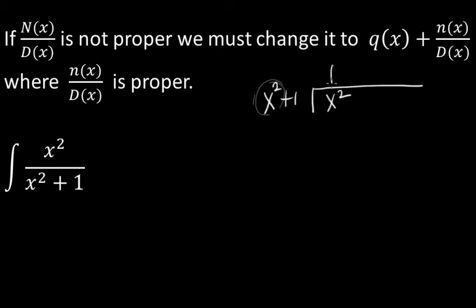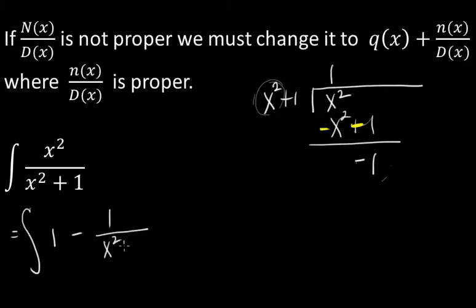X squared goes into x squared once, and multiply by 1, we get x squared plus 1. Now you subtract. If you want, you can just change the sign and add. So if you wanted to, I think of it as just subtracting, but you could change the sign to minus and change the plus to a minus, and then adding, you have 0x squared minus 1. So as soon as the degree of this remainder is less than the degree of the divisor, we can't divide any longer, and we write this as the integral of 1 minus the remainder 1 over x squared plus 1 dx.